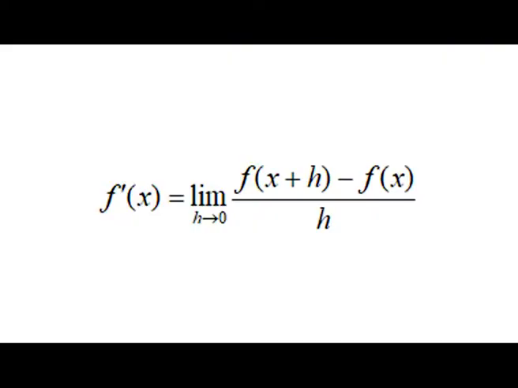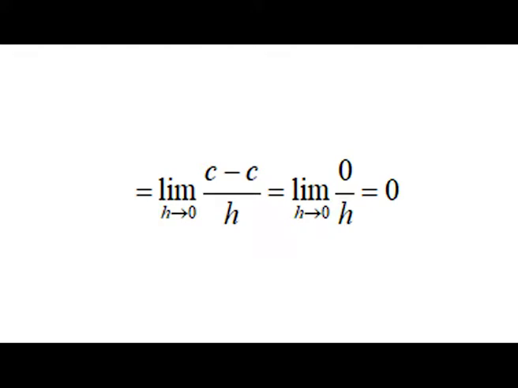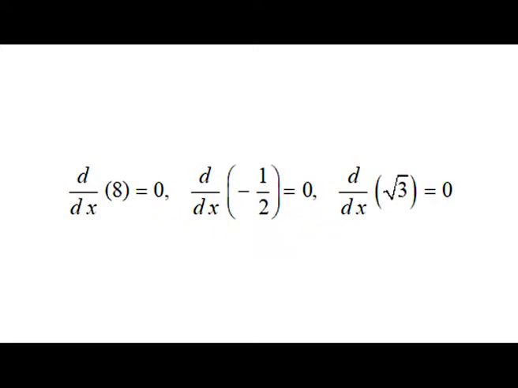With f of x equal to c, f of x plus h equal to c also, and f prime x equal to limit of f of x plus h minus f of x upon h as h approaches 0, which is equal to limit of c minus c upon h as h approaches 0, which is equal to limit of 0 upon h as h approaches 0, which is equal to 0. In particular, d upon dx of 8 equals 0, d upon dx of negative 1 upon 2 equals 0, d upon dx of square root of 3 equals 0.